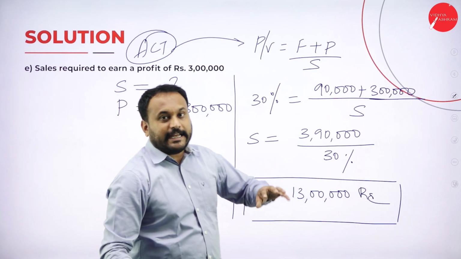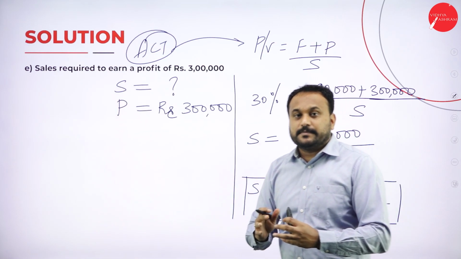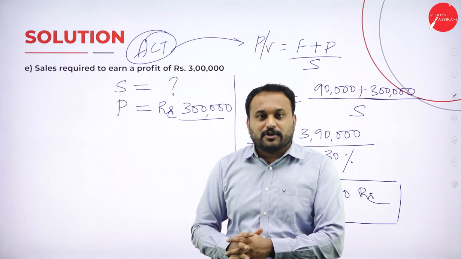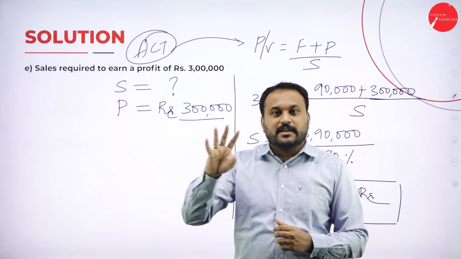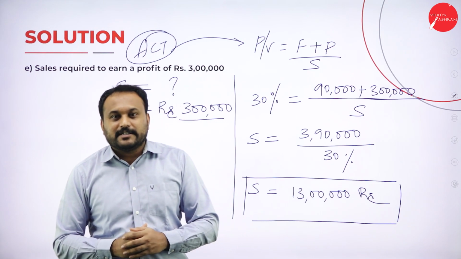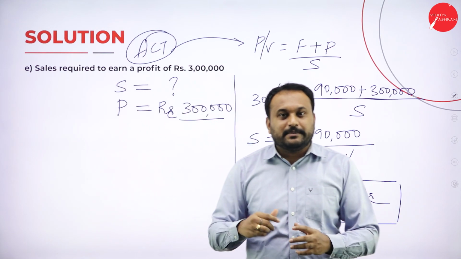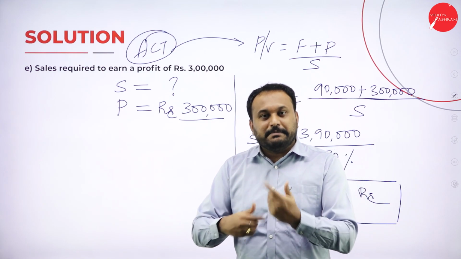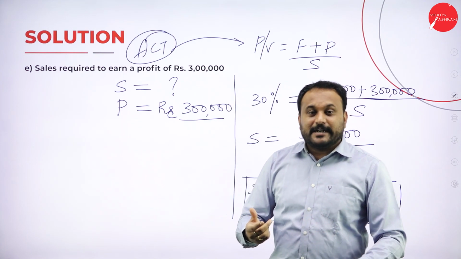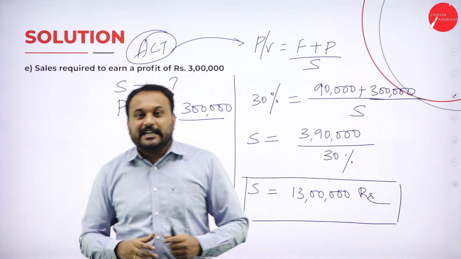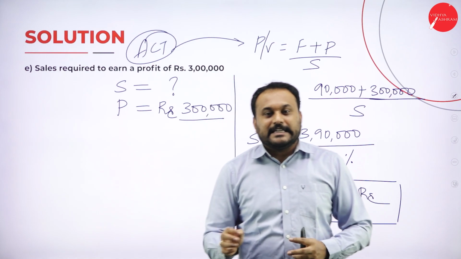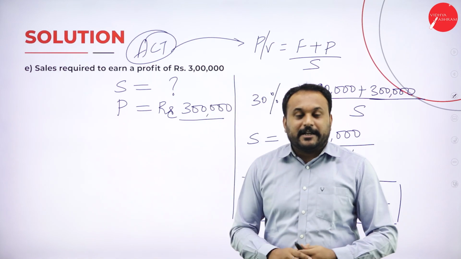Now we have solved the entire problem. It's a 15-mark question, a cakewalk for you if you remember all the formulas. So what are the formulas? There are 4 formulas. The first one is PV is equal to C by S into 100. Second, we have BEP and MOS, where the denominator of both is PV. I told you how to remember it: the middle alphabet, and then the alphabet that comes after. And the last one is the ACT, Abhilash Chandra tricks, that is PV is equal to F plus P divided by S. That is how you can solve the entire problem.